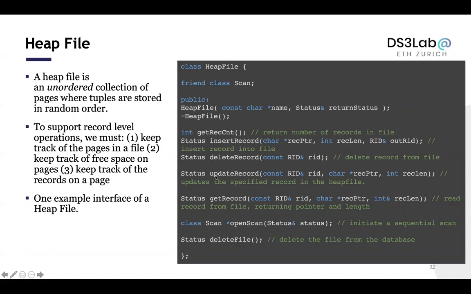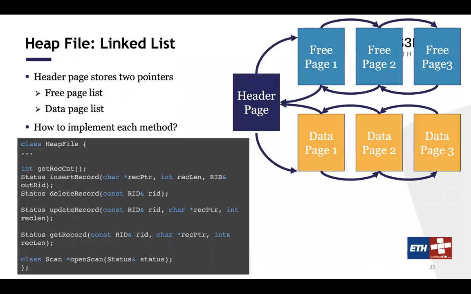You can delete a record, update a record, and get a record, and each record corresponds to a tuple in the relation. You can also scan this file, and you can delete this file. So this is the interface that a heap file is going to provide for you. There are multiple ways to implement this. If I want a file providing all these interfaces, you can implement it as a linked list of pages, or you can store it using something called a page directory. We are going to go through them one by one.